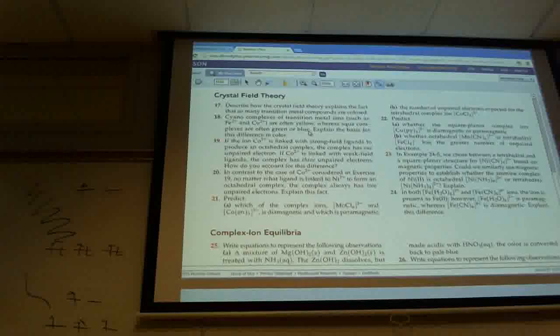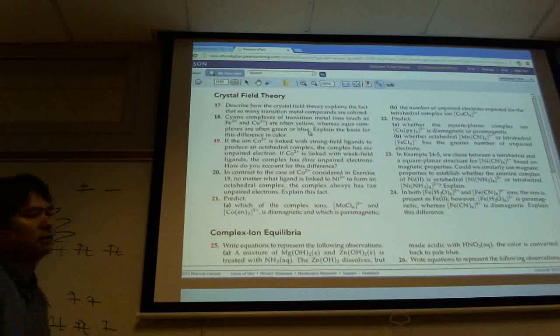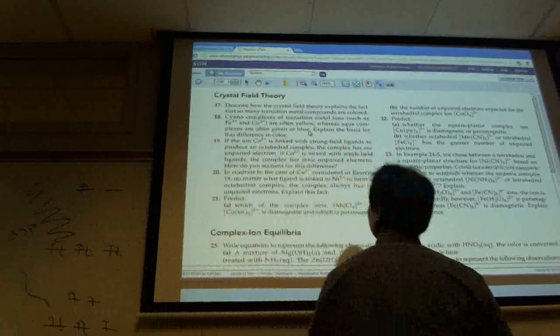Splitting energy is delta. Pairing energy we call P. Over here, the splitting energy is greater than the pairing energy. And so it's 1, 2, 3, 4, 5, 6, 7, 3 unpaired electrons. So that's how we do it.